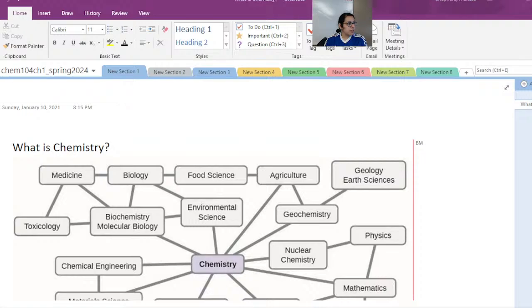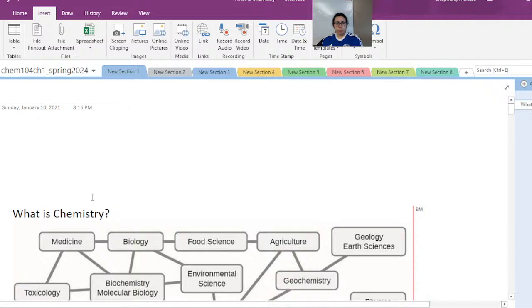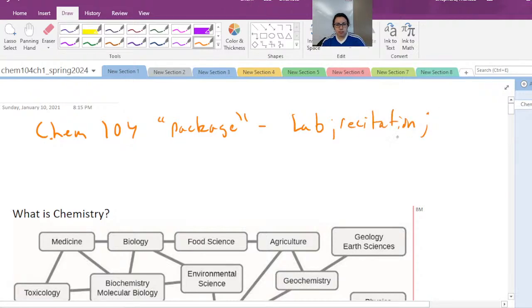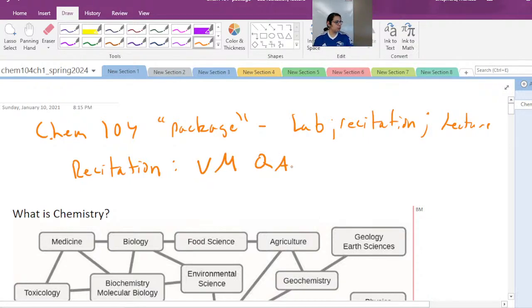The other thing I noticed is that you need to be registered for the whole Chem 104 package, which means the lab, lecture, and recitation, and 2 people are not registered for recitation. That's not a big deal. You just need to add it. Let me give you the code. The recitation code is VMQA. Again, that's only 2 of you.